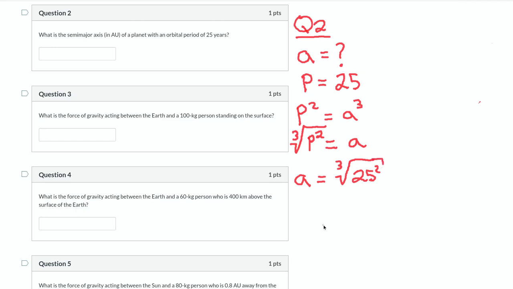Oh boy. Now when I type this into my calculator, I'm going to write it like this. I'm going to say parentheses 25 caret 2. That's 25 squared. Then I'm going to close the parentheses and say caret 1/3. Right? That's not 1/3, but 1 divided by 3. That's how I'm going to take the cube root.